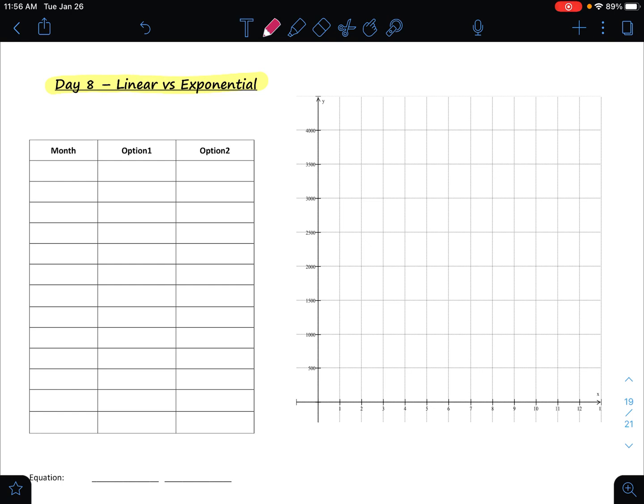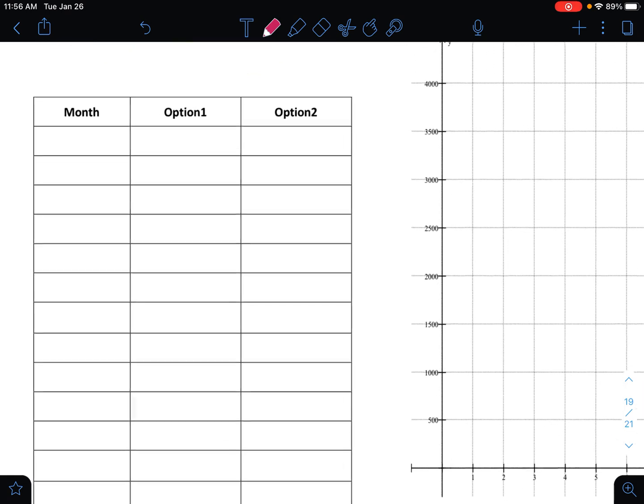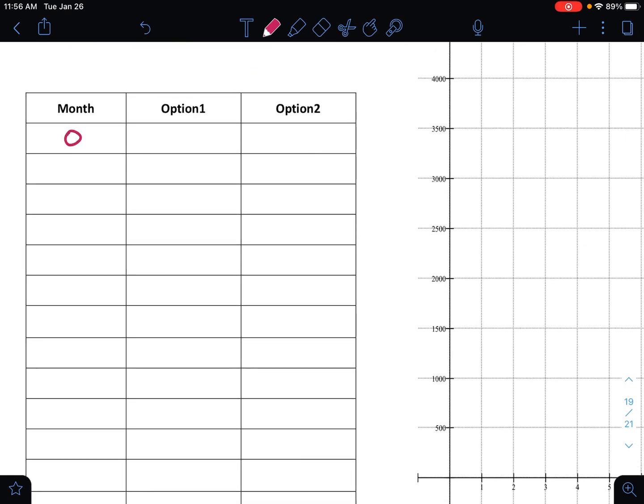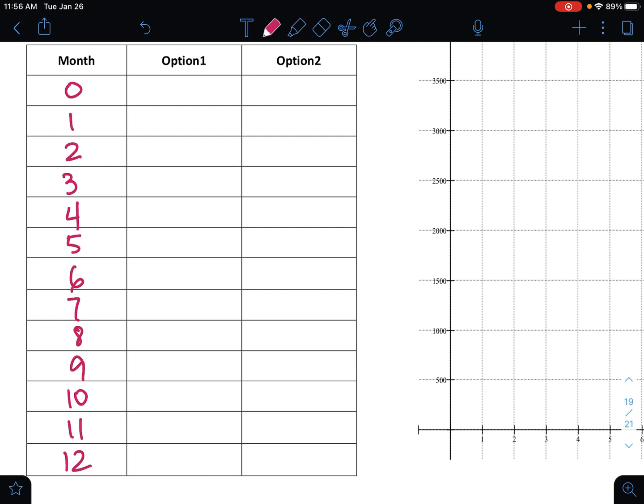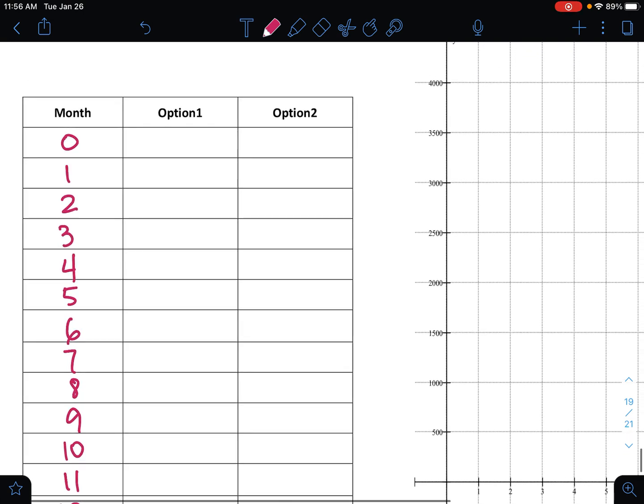Now, what I want to begin with is two graphs on one coordinate plane. All right, so will you add to your table here? We are going to start with 0 in place of the month, and we're just going to go up by ones. So take a moment to go ahead and complete the month column, just 0, 1, 2, and so forth. We'll end here at 12.